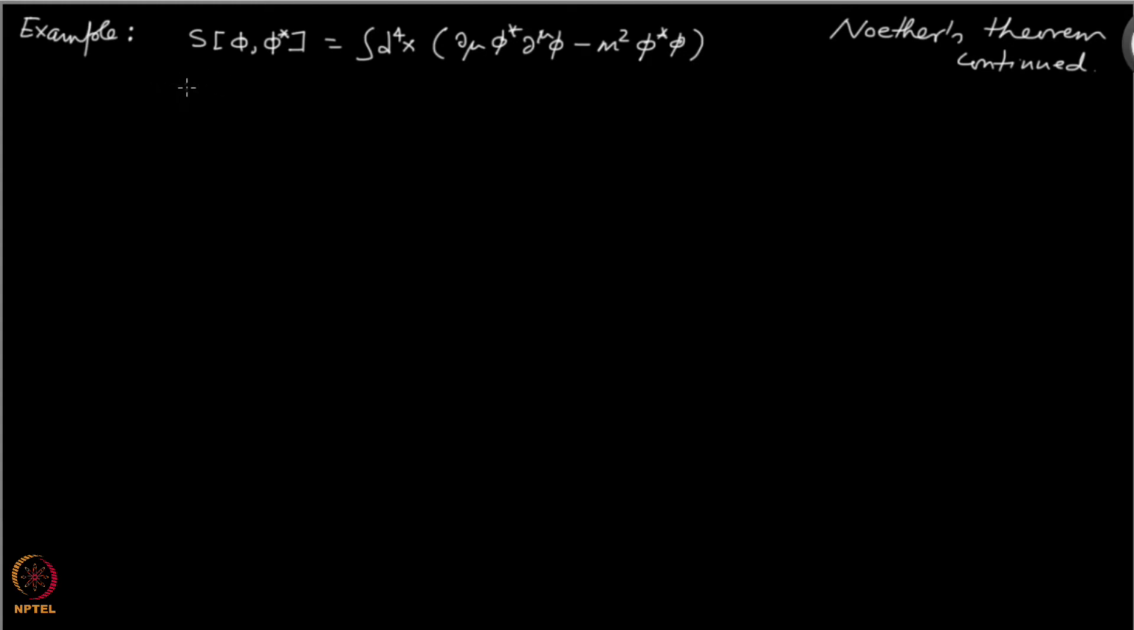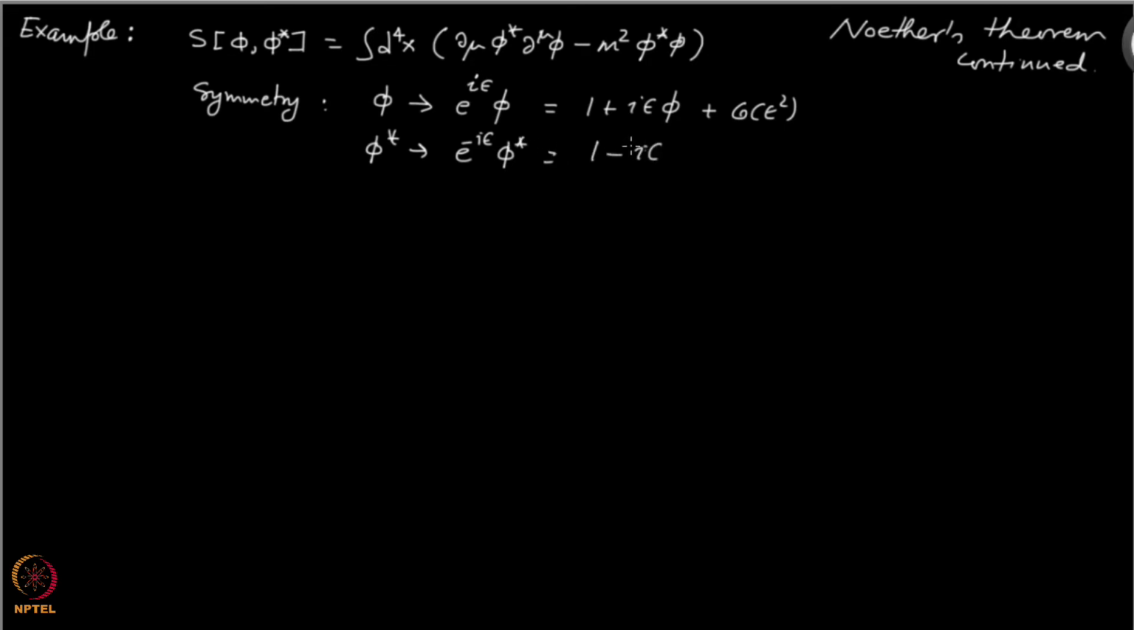And the symmetry which I am interested in is this one. So the symmetry is phi going to e to the i epsilon phi. Earlier I think I wrote alpha, but this time I will write epsilon to make it explicit that I am looking at infinitesimal transformation. So this is 1 plus i epsilon phi plus higher order pieces. And similarly the phi star would be transforming as 1 minus i epsilon phi star, that is correct.